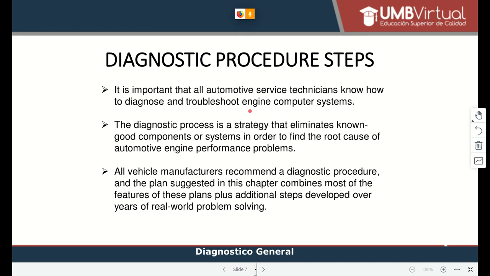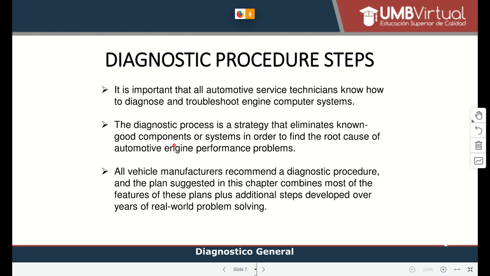If you know how any system works, and you know how this computer system works, what the role and job of this system is, you will have very good and important skills to be able to diagnose and do troubleshooting procedures. The diagnostic process is a strategy that eliminates non-faulty components or systems in order to find the root cause of engine performance problems.